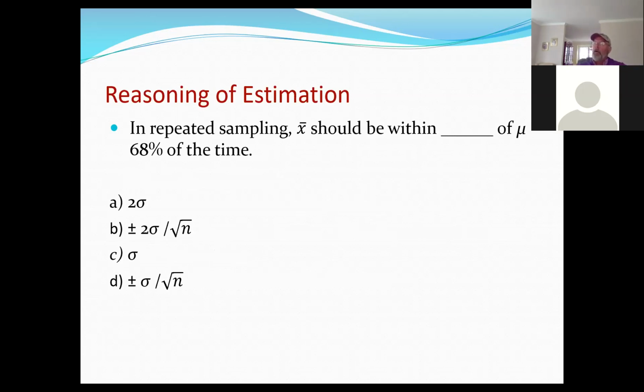Okay, so we have done repeated sampling. X bar should be within a certain distance of the population mean 68% of the time. So we're using 68% as the confidence level for this particular scenario. So how would we create, or which of these is creating the margin of error?